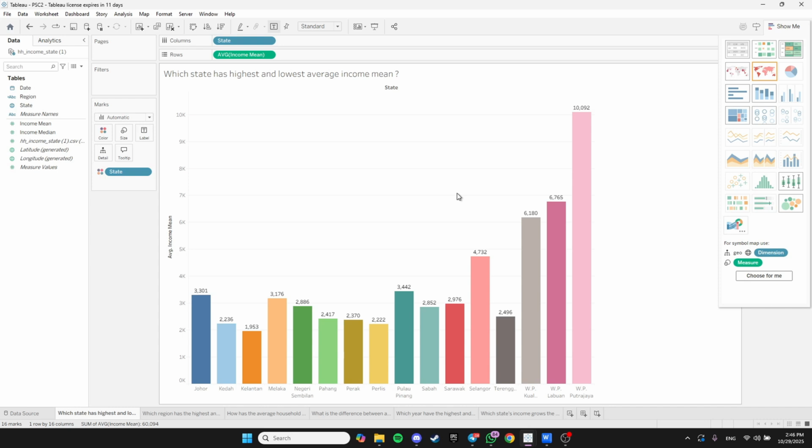So the bar chart compares the average household income mean for each state in Malaysia. On the chart, Putrajaya stands out with the highest income at about 10,092. Meanwhile, states like Kelantan and Perlis are the lowest, which is below 2,500. This shows that income levels are different across states, with urban areas earning much higher.